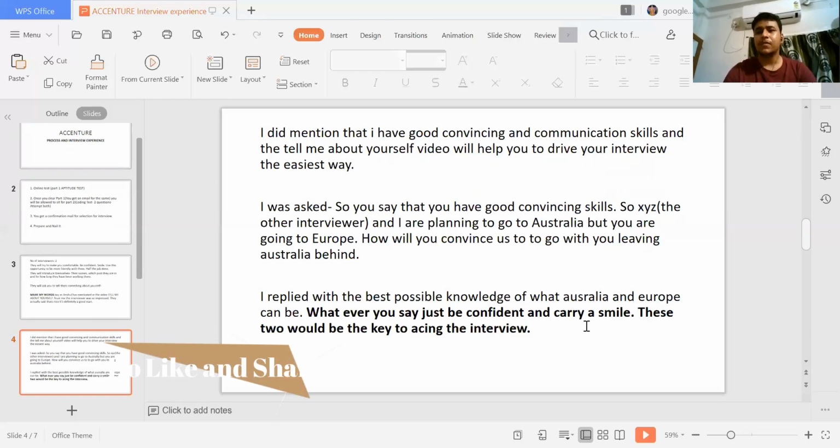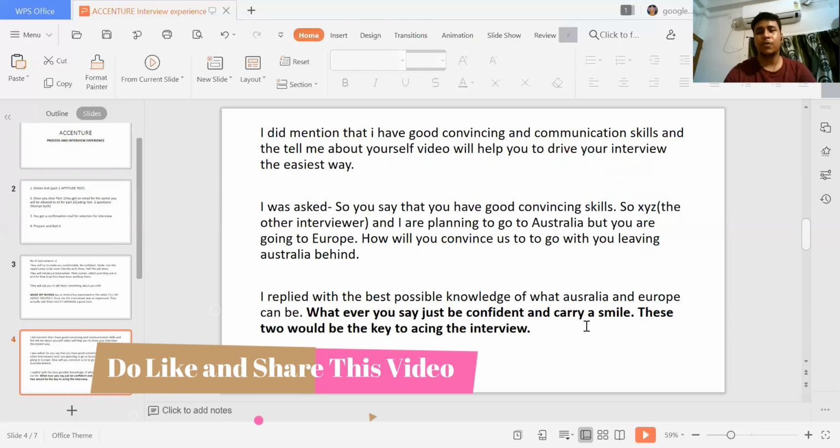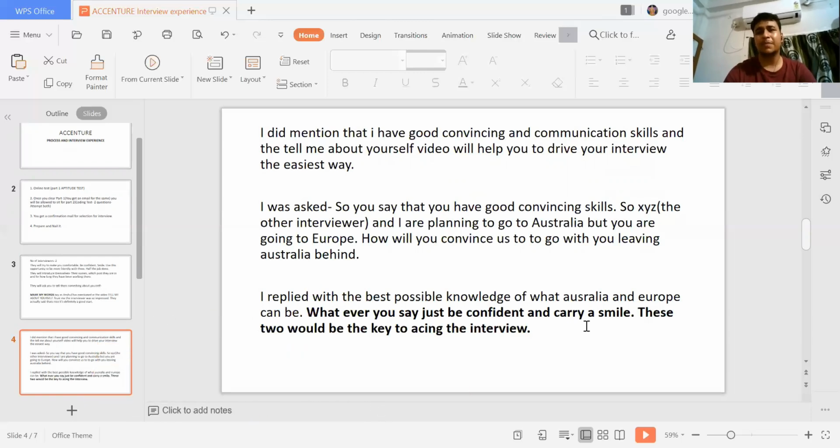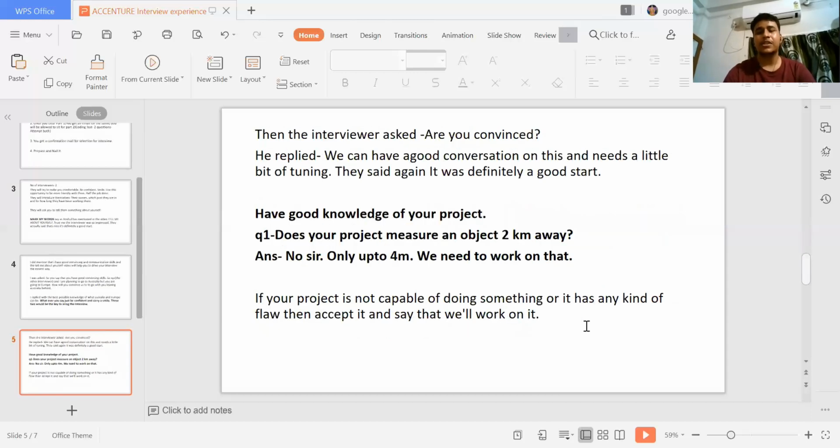And second, you don't have to be fully prepped or nervous, like what situation am I in. Just be confident, and they will check your confidence and your communication skills especially. After I finished, one interviewer asked the other, are you convinced? And he replied saying we can have a good conversation on this, and he needs a little bit of tuning. And then they said again that it was definitely a good start.